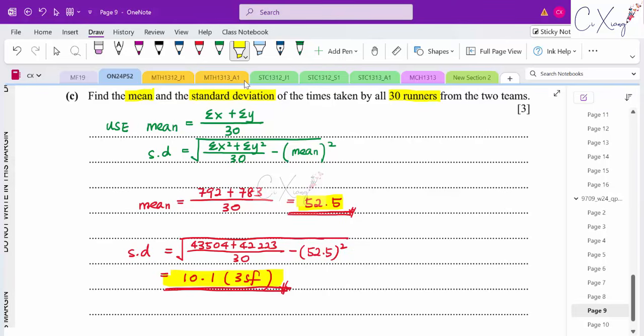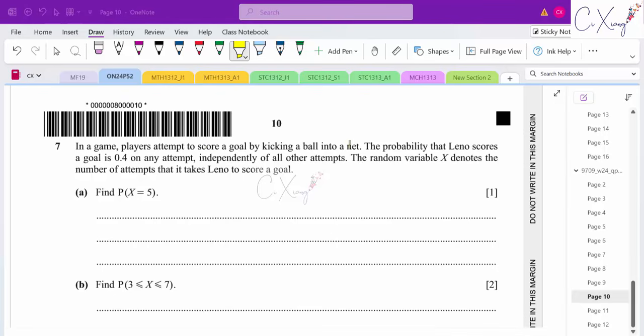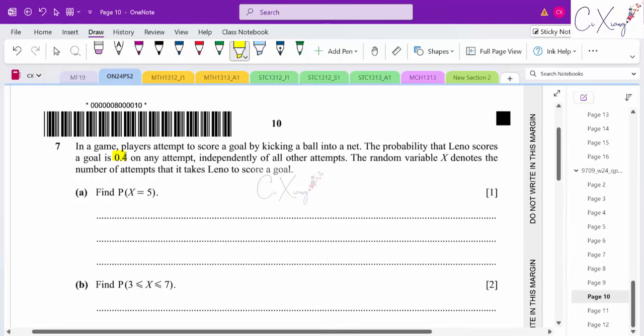Alright, so this is basically how we solve question number 6. Okay, so we are now at question number 7. In a game, players attempt to score a goal by kicking a ball into the net. The probability that Lino scores a goal is 0.4 on any attempt, independent of all the other attempts. So the random variable x means the number of attempts it takes to score a goal.